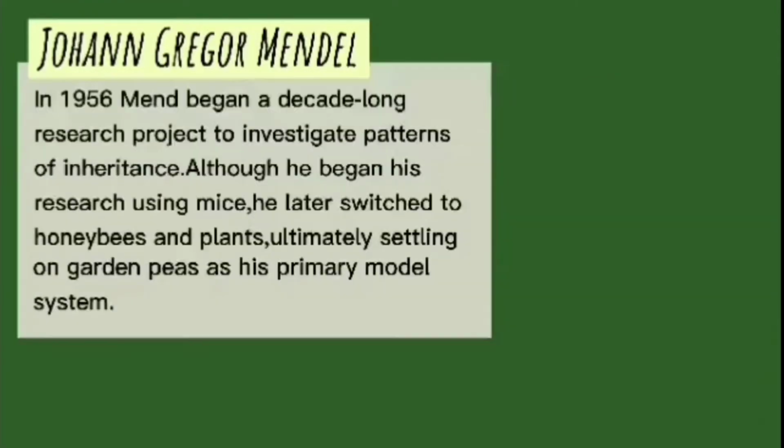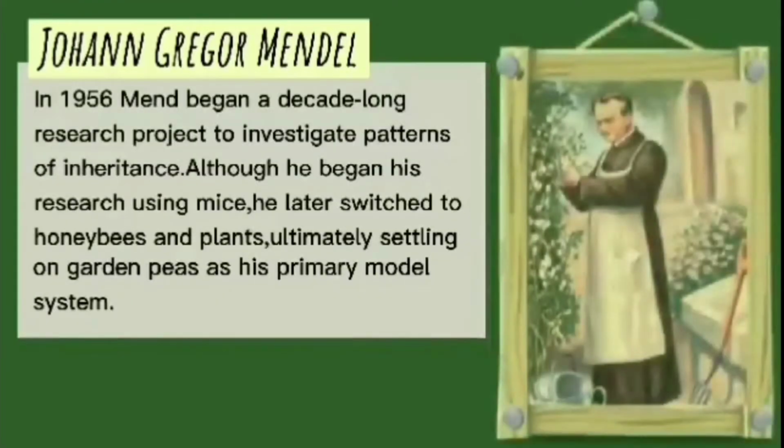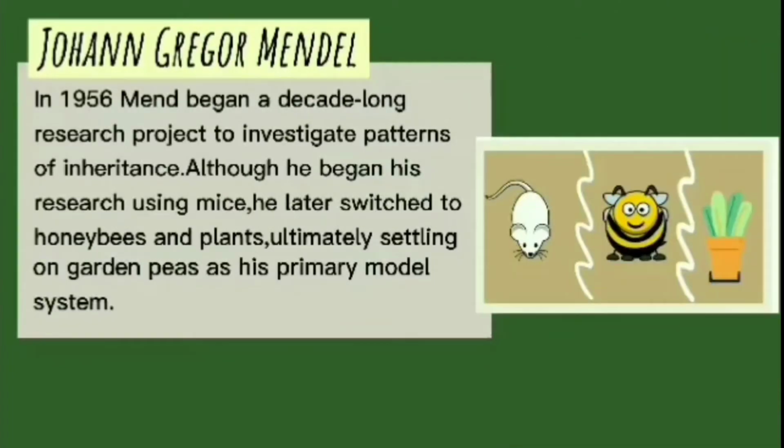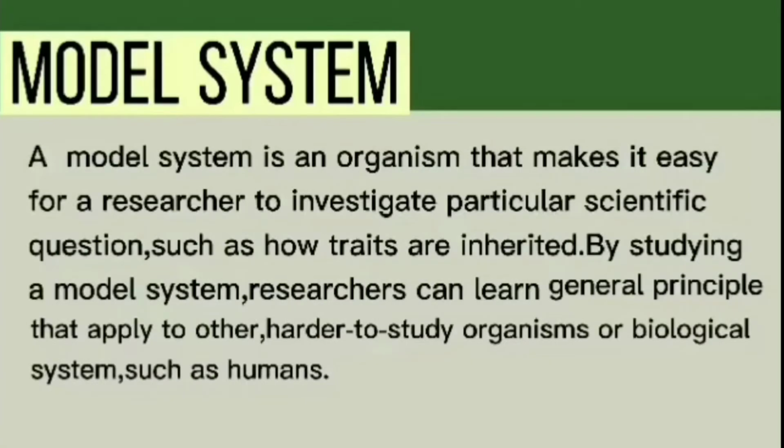Supported by the monastery, he taught physics, botany, and natural science courses at the secondary and university levels. In 1856, Mendel began a decade-long research project to investigate patterns of inheritance. Although he began his research using mice, he later switched to honeybees and plants, ultimately settling on garden peas as his primary model system. A model system is an organism that makes it easy for a researcher to investigate a particular scientific question, such as how traits are inherited.